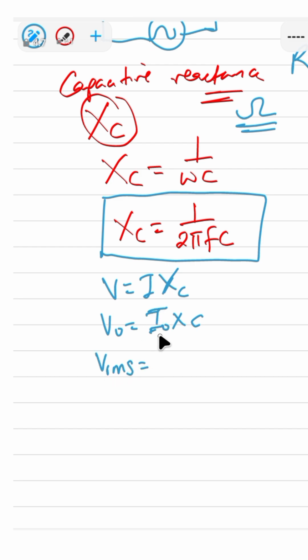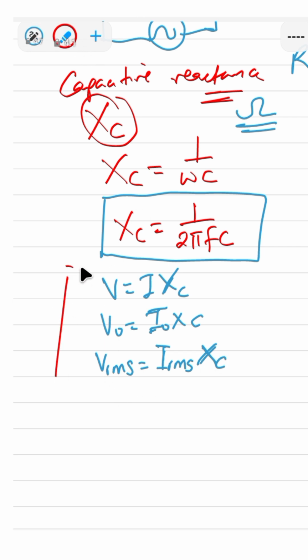What would this one turn to? Hope you know. Yes, you are correct. IRMS XC. These are the formulas for applying Ohm's law to a capacitor. So keep this in mind. Don't forget it. It's very, very important. I'm going to use it.